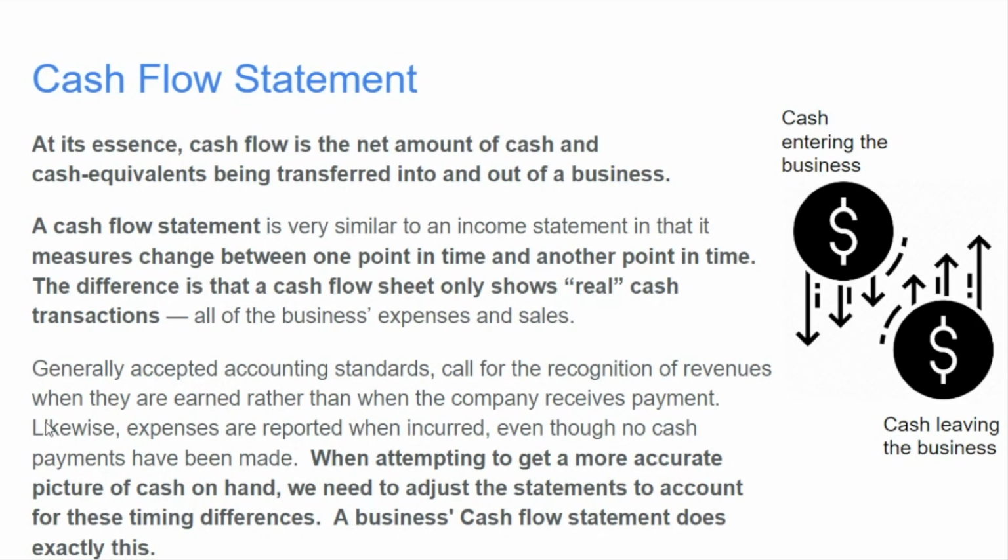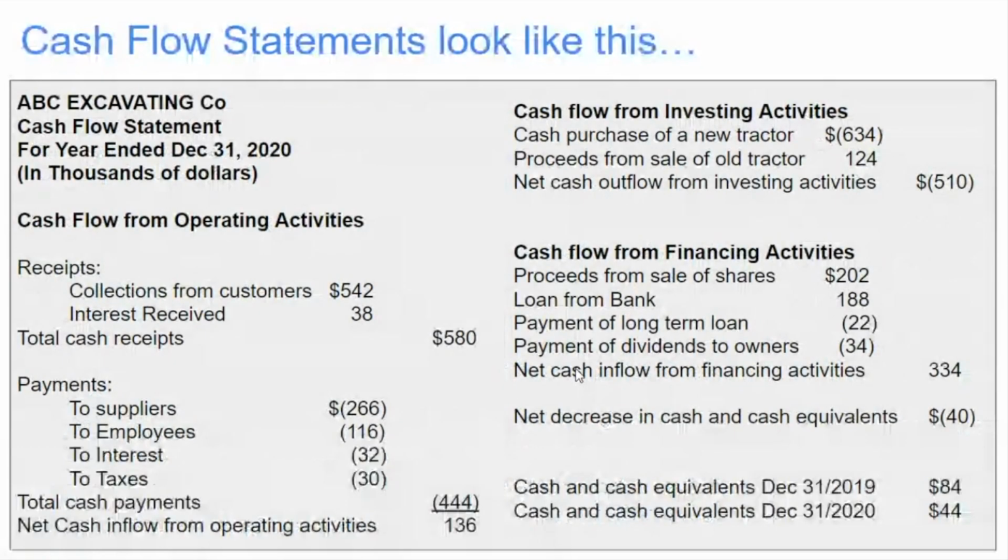So the reason that this is so important, again, is because generally agreed upon accounting principles, in other words, the way accounting is done, recognizes revenue when it occurs as opposed to when the actual cash comes in. And it recognizes expenses when they occur as opposed to when the actual cash goes out. So there's going to be a variation in the statements. And we have to somehow come up with a way to reconcile the two. So the cash flow statement does exactly this.